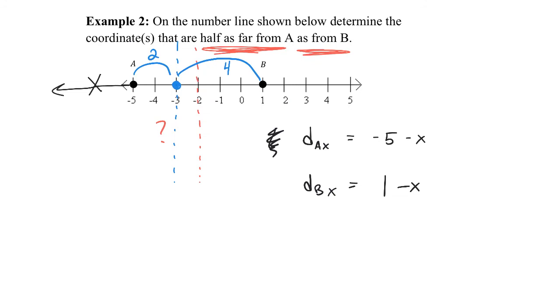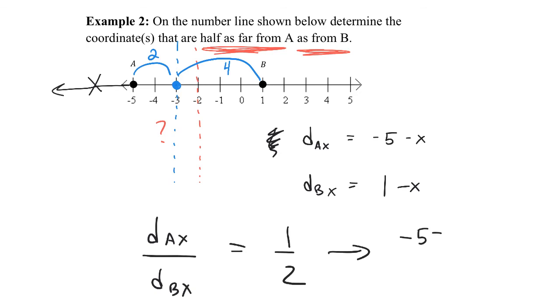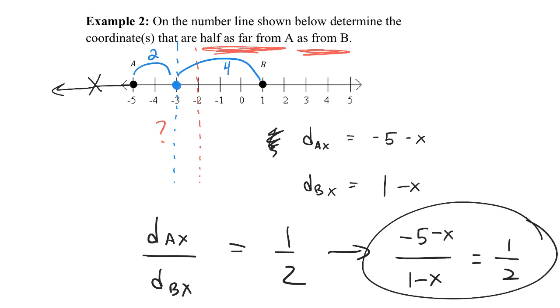So watch what I'm going to do. If I took the distance from A to X and the distance from B to X, that should reduce to 1/2. So I take negative 5 minus X over 1 minus X, set it equal to 1/2, and go ahead and solve this.